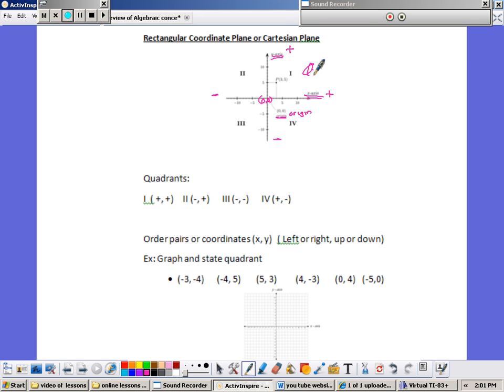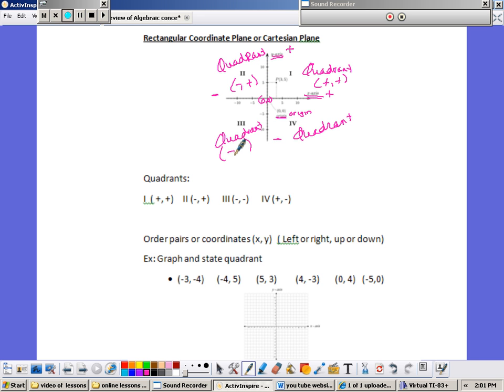So this is quadrant 1, quadrant 2, quadrant 3, quadrant 4. And they are counterclockwise, so you have to know that. In quadrant 1, you will always find positive numbers. The x and the y will both be positive. In quadrant 2, you'll find negative positive numbers. The x will be negative, the y will be positive.